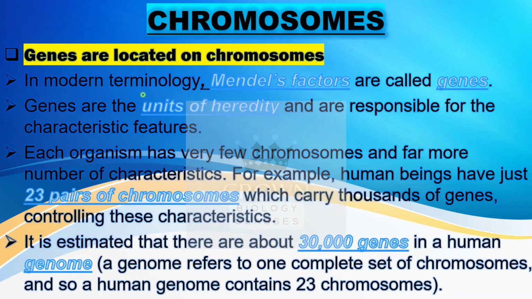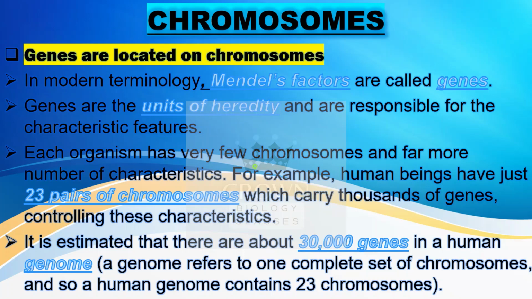In modern terminology, Mendel's factors are called genes. Mendel called heredity units as factors, and these Mendel's factors are known as genes. We know genes are the units of heredity, and these are responsible for the characteristic features. Genes carry the information that determines our traits or characteristics, which are the features that are passed on to us or inherited from our parents.